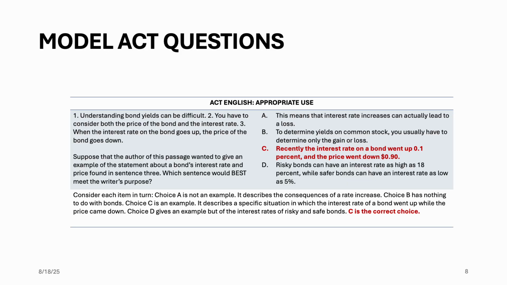Consider each item in turn. Choice A is not an example. It describes the consequences of a rate increase. Choice B has nothing to do with bonds. Choice C is an example. It describes a specific situation in which the interest rate of a bond went up while the price came down. Choice D gives an example, but of the interest rates of risky and safe bonds. The correct answer is C.